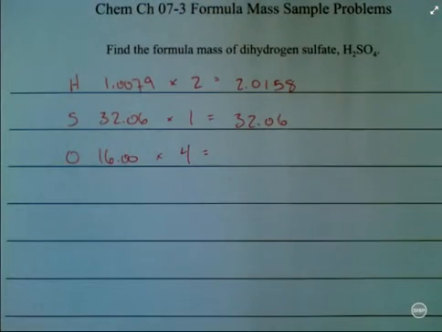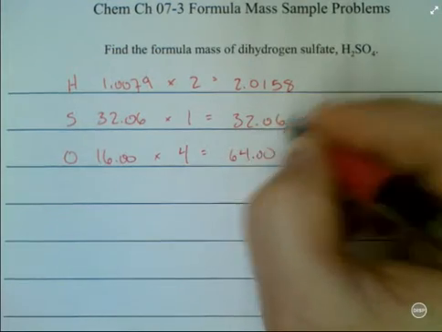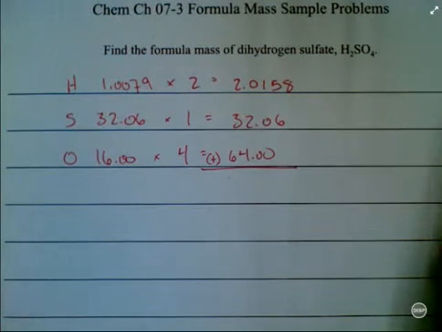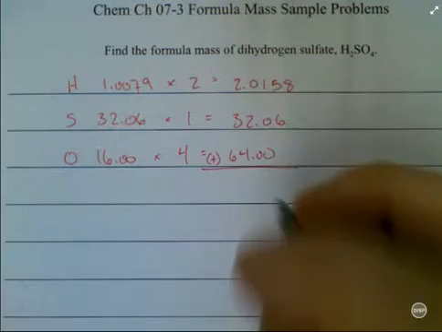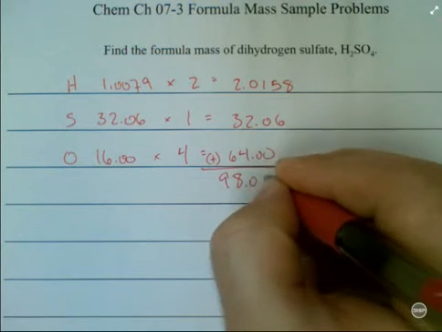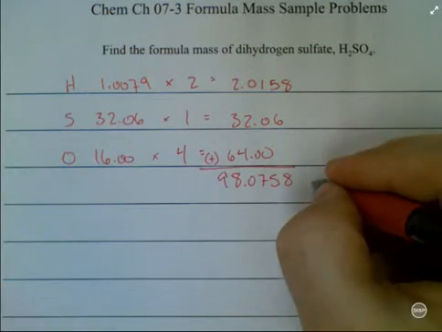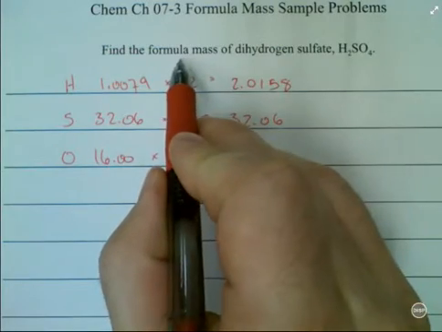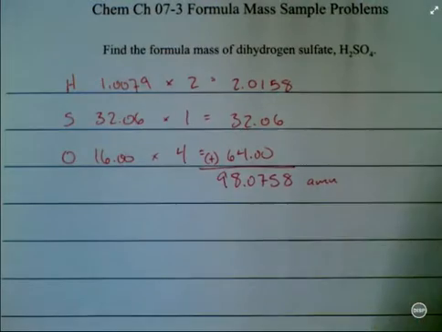32.06. Then we go 16.00 times 4, and that's going to be 64.00. Next thing I'm going to do is add all of these values together on my calculator. And my calculator is going to tell me 98.0758, and you'll be tempted to just slap an AMU on there because AMU is the appropriate unit for a formula mass, again for just one of these particular compounds.